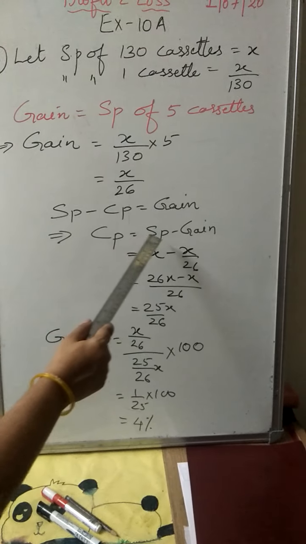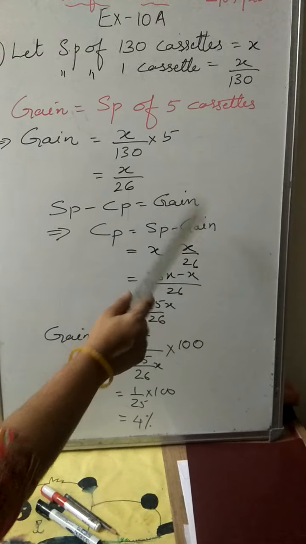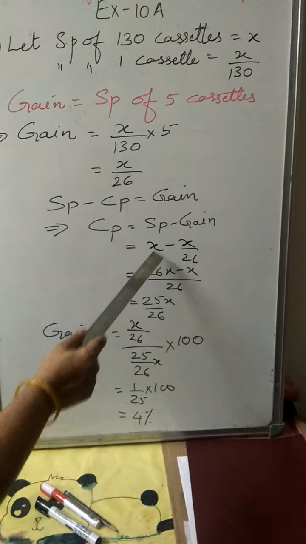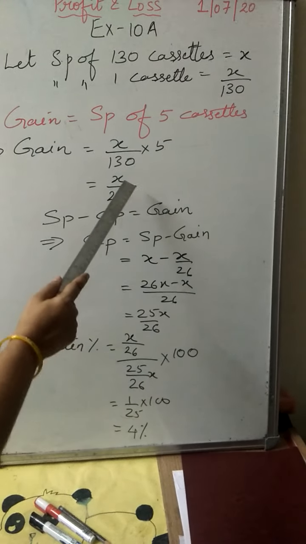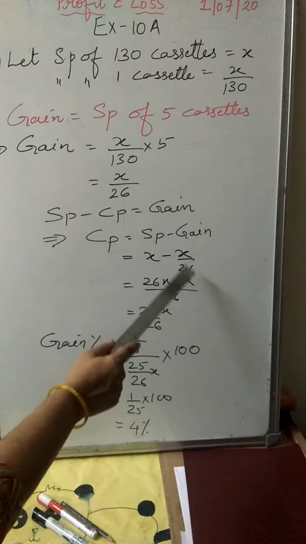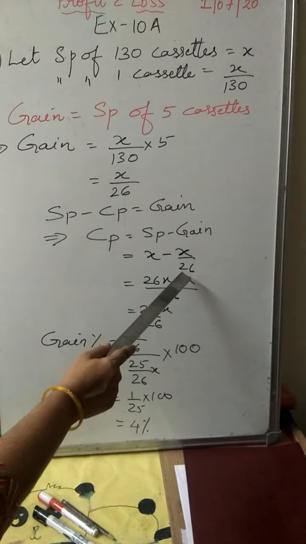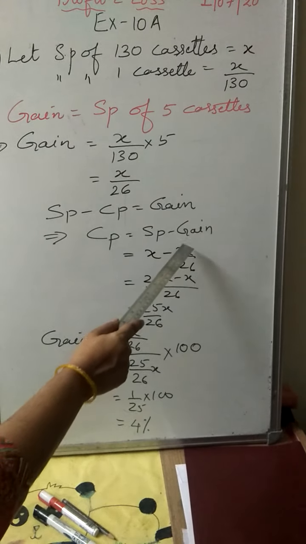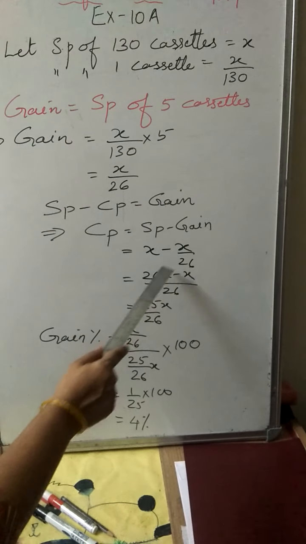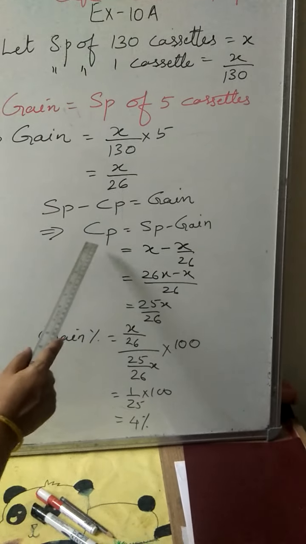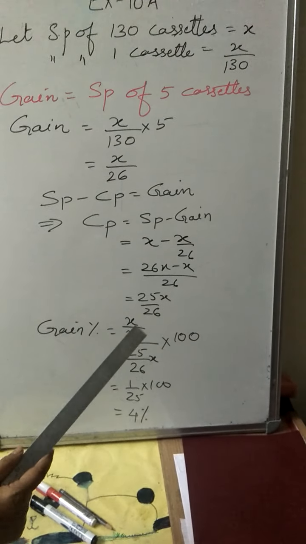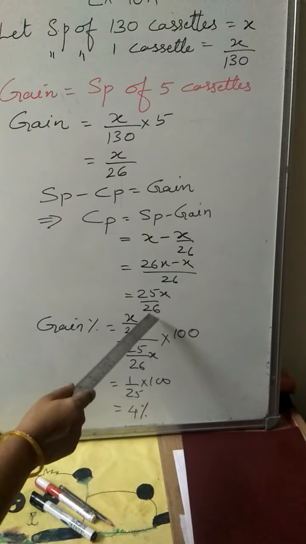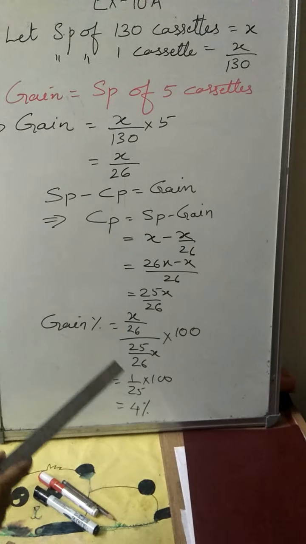So CP is equal to SP minus gain, and SP, the selling price, is x. So I have written here x, and gain we have calculated here x minus x by 26. So x minus x by 26. Take LCM, solve it. So cost price is 25 by 26 into x, or you can say 25x by 26.